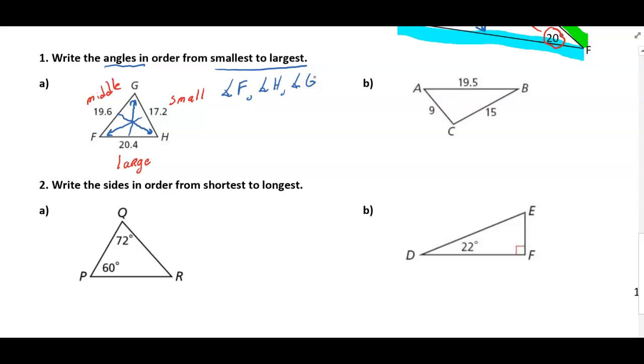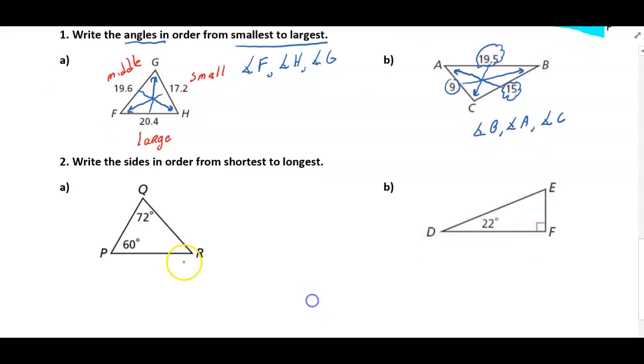Let's see how you did on letter B. So again, we want to go smallest to largest. So 9 is the smallest, so going across would be angle B. 15 here is the middle side, so going across would be angle A. And then the 19.5 is the largest side, so angle C is the largest. You don't always want to use the picture to figure out your answers. Please use the sides.